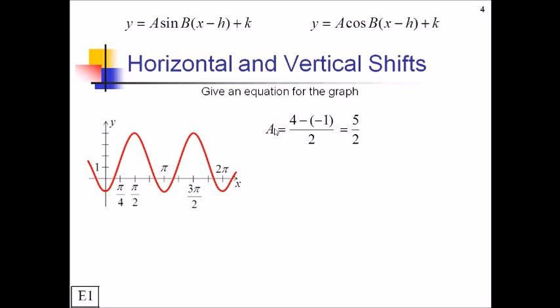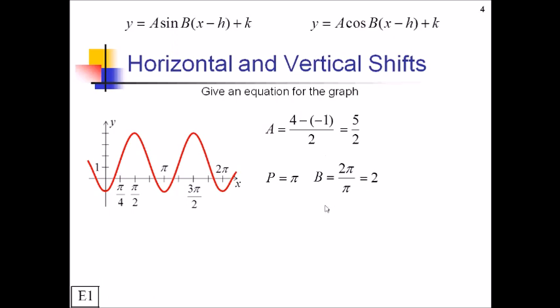Now for the period on this one. If we look at, let's see here, what's an easy one? Well, here's the top of the wave, and here's another top. Oh, even easier, bottom of the wave to the other bottom of the wave. That's a distance of pi, right there. So now the b value will be 2 pi over our period of pi. So a b value of 2.